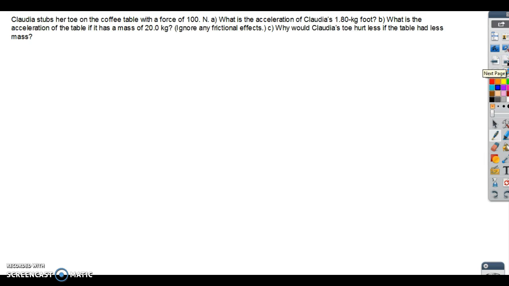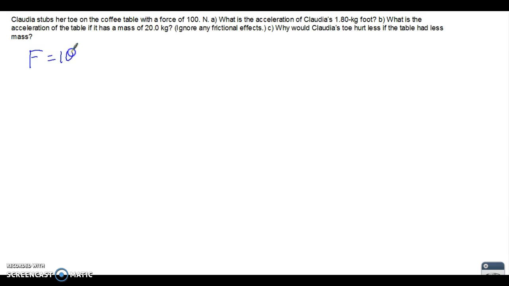So far, these have been pretty straightforward, just F equals MA or W equals MG. But we look at number 4, and we're looking for the acceleration of this table. Claudia stubs her toe with a force of 100 newtons. So we've got force equals 100 newtons, and we want to find the acceleration of Claudia's foot. Mass equals 1.80 kilograms. If we want to find acceleration, we know it is equal to force divided by mass. So we plug that in.